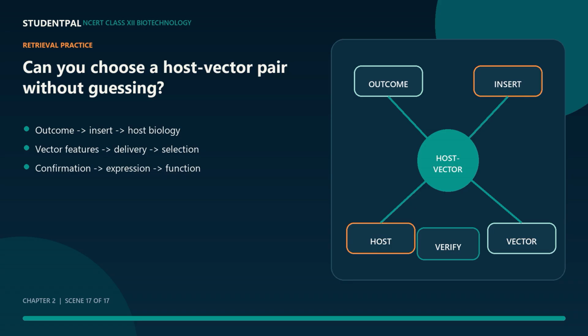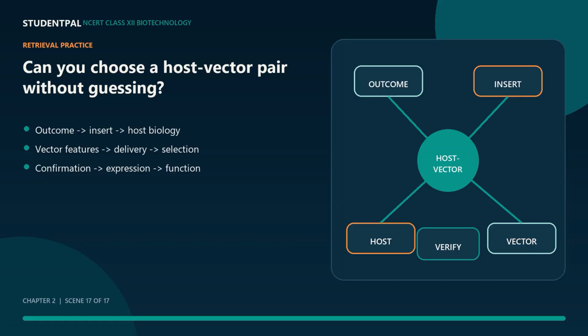Define insert size and biological requirements. Choose a host with the necessary replication, expression, and processing machinery. Choose a vector with compatible maintenance, selection, cloning, and, when needed, expression elements. Plan delivery and recovery. Confirm the construct, then test expression and function at separate evidence levels.